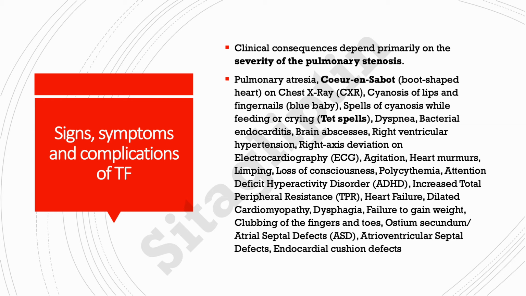We have dyspnea, obviously, because there's less supply of oxygenated blood. So there's dyspnea because the tissues can't get the proper oxygen. Tetralogy of Fallot is sometimes associated with bacterial endocarditis. Endocarditis is the inflammation of the endocardium, and it is bacterial in nature, so bacterial endocarditis. Tetralogy of Fallot is also associated with brain abscesses. You would find brain abscess in people with Tetralogy of Fallot.